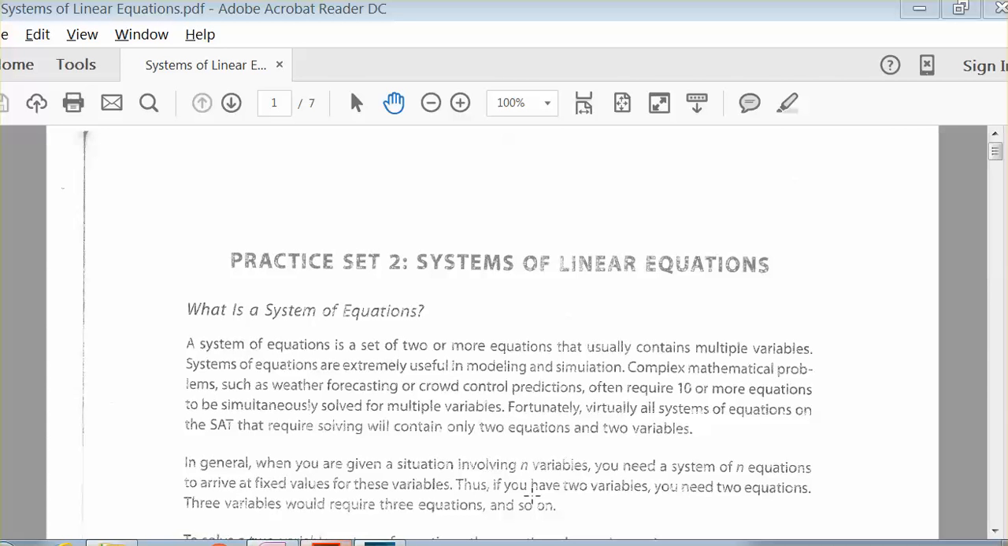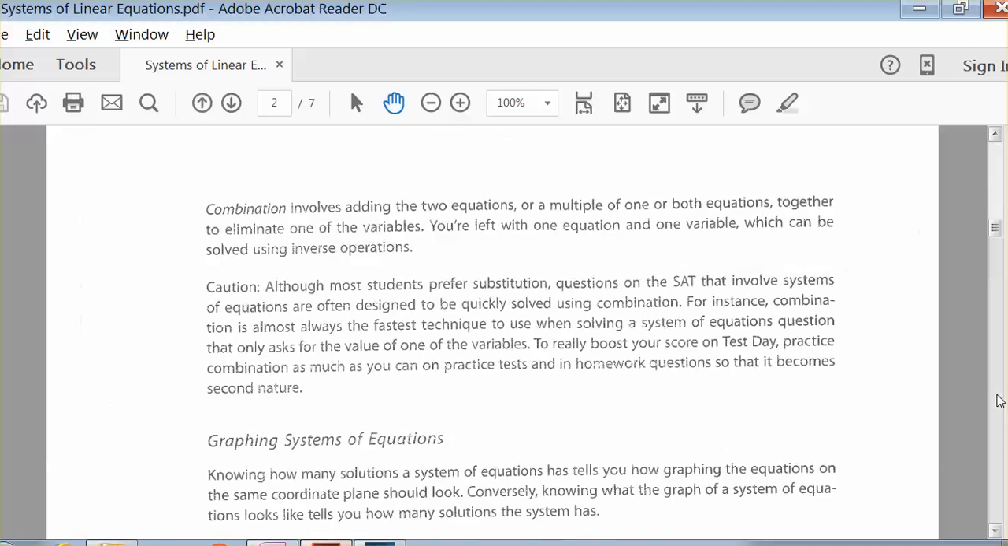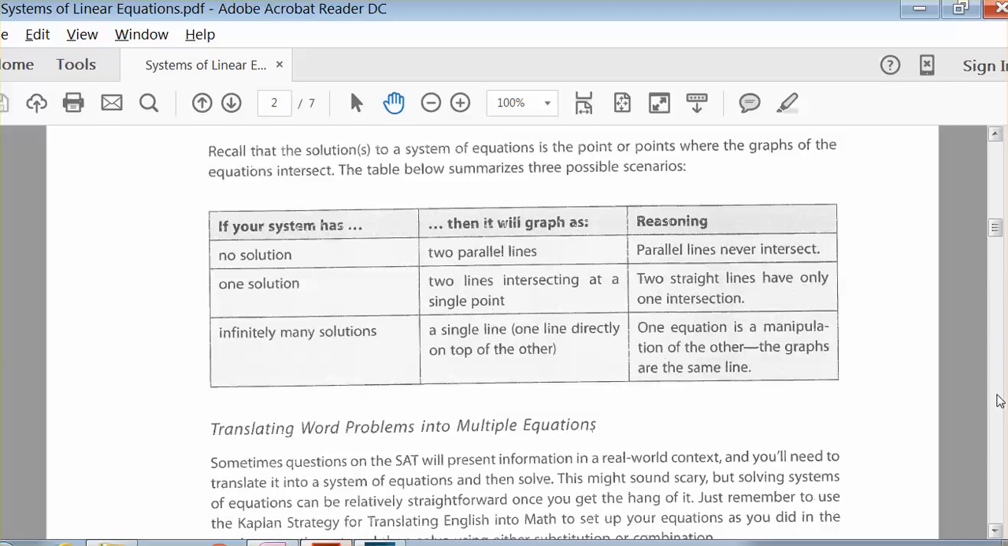Hello, welcome to a video that will cover systems of linear equations for the SAT exam. And here we're looking at practice set 2. So what we're going to do is we're going to do 3 problems, one easy, one medium, one hard. Again, the hard ones are not really that tough, just they're presented a little bit oddly.